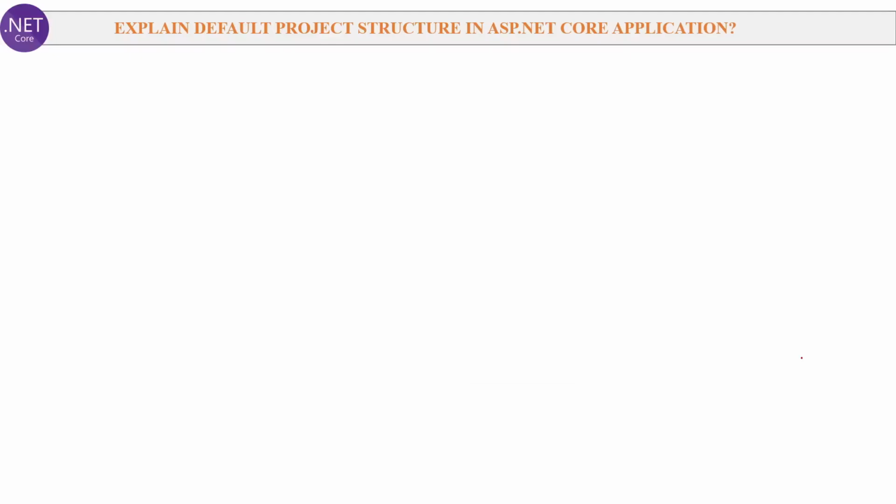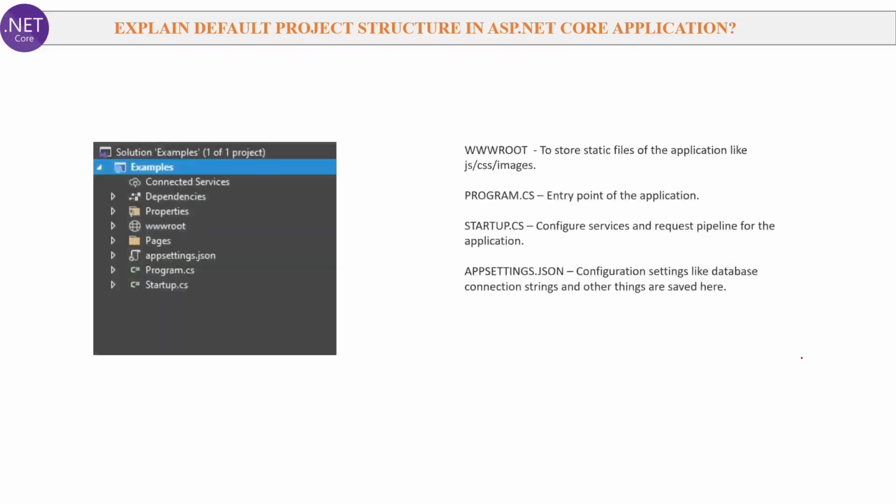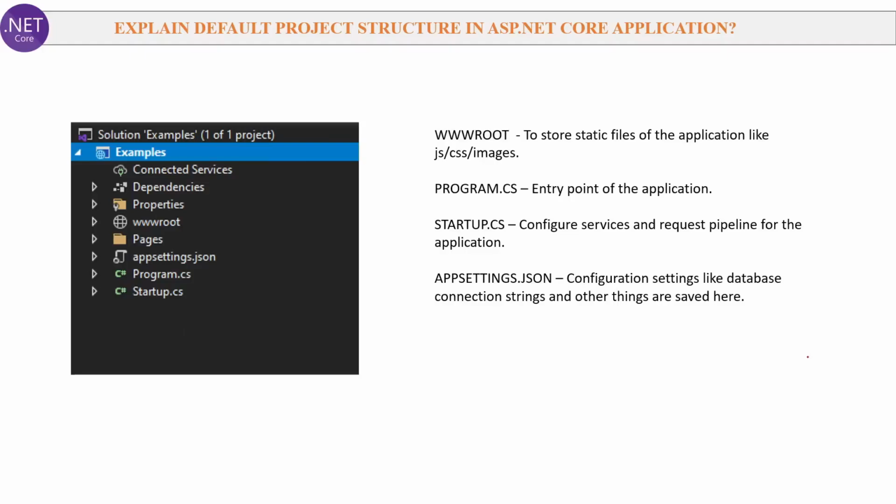Next question is explain the default project structure in ASP.NET Core application. This question is not directly asked in interviews, but one must be aware of the default files in ASP.NET Core application. In the diagram, you can see by default we have 4 to 5 important files, and the files are appsettings.json, Program.cs, Startup.cs, and the directory wwwroot. wwwroot is used to store static files of the application like JS, CSS, and images.